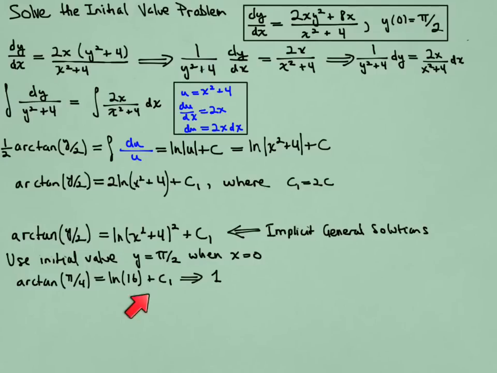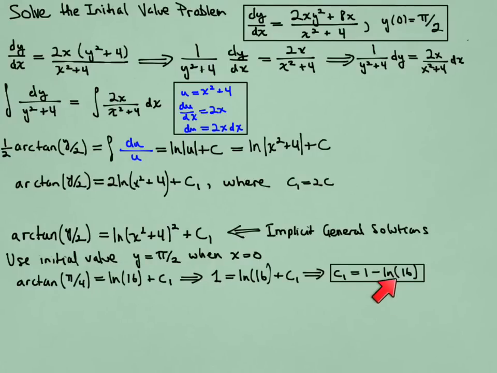Arctangent of pi over 4 is equal to 1. So c1 is equal to 1 minus the log of 16. The log of 16 is just some number. And that explicitly gives us the constant of integration that we're looking for. So now we can go back and plug that into our equation. Arctan of y over 2 is log of that plus this constant.